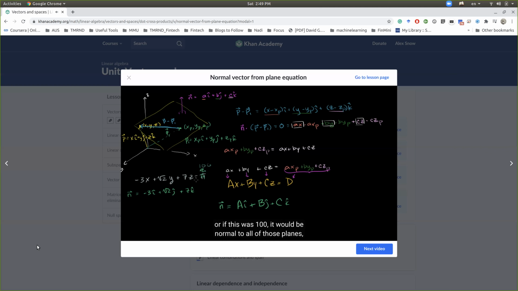It would be normal to all of those planes, because all those planes are just shifted, but they all have the same inclination, so they would all point in the same direction, and so their normal vectors would point in the same direction. So hopefully you found that vaguely useful. We'll now build on this to find the distance between any point in 3 dimensions and some plane, the shortest distance that we can get to that plane.